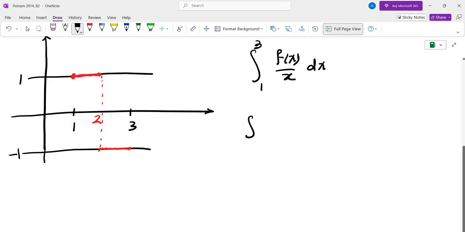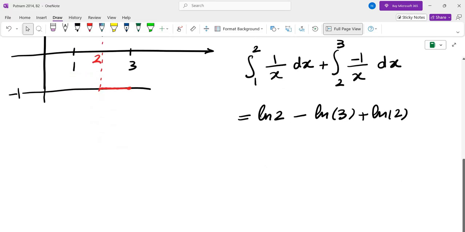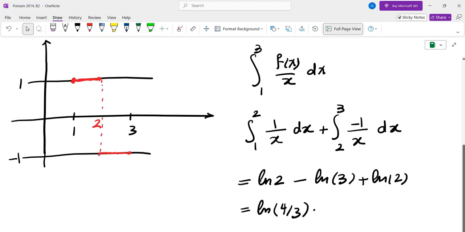In other words, I'm going to take the integral from 1 to 2 of 1 over x dx, and then plus integral from 2 to 3 -1 over x dx. The first one is natural log of 2. The next one is negative natural log of 3 plus natural log of 2. So I get natural log of 4 over 3. So my guess was this would be the answer.